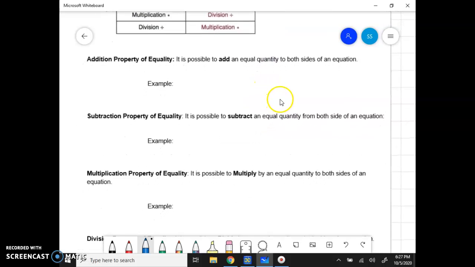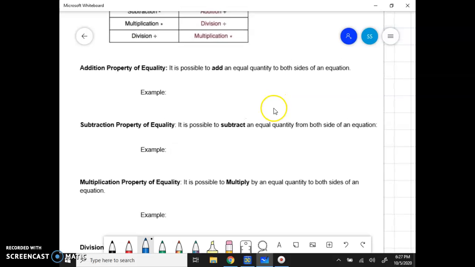All right, so we've got our 4 properties of equality. We've got the addition, subtraction, multiplication, and division properties of equality. So let's start with addition. It says it is possible to add an equal quantity to both sides of an equation. So let's look at the equation x minus 2 is equal to 4. This property is saying as long as we do the same thing to both sides of the equation, we are going to get an equivalent equation, right?